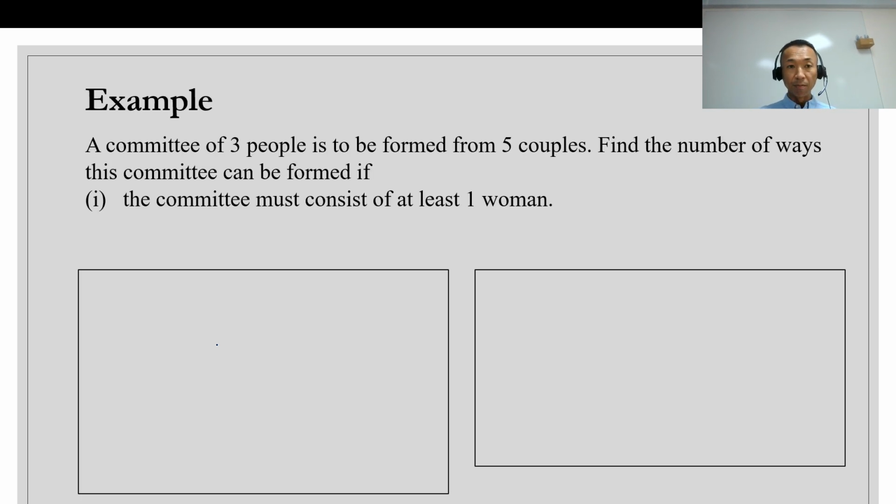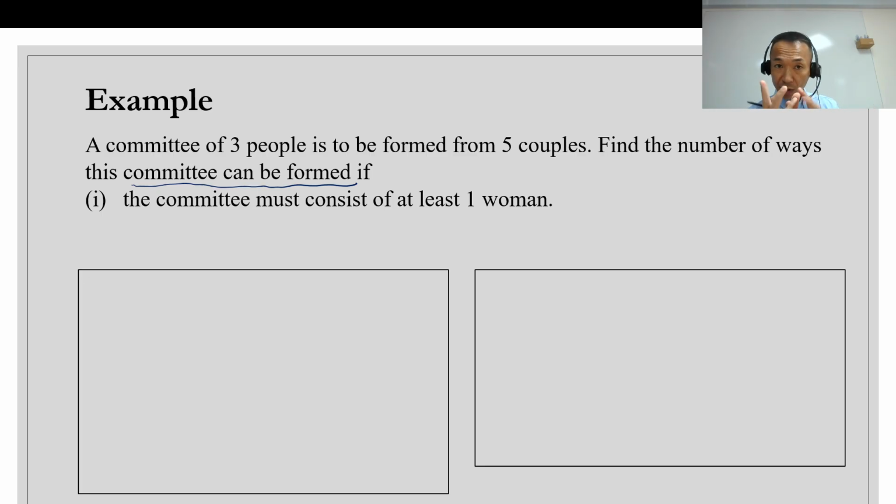Let's take a look at this example. You are trying to find the number of ways a committee can be formed, right? A committee can be formed out of 5 couples. You want a committee of 3 people. So we look at the phrasing of this: a committee can be formed. There's no mention of whether you need to have a president, a vice president, etc.